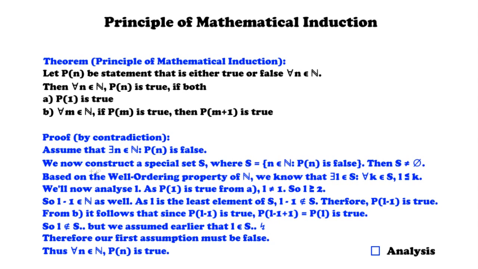And therefore, based on the reasoning that we have applied over here as a contradiction, our first assumption must be false. So there is no situation in which P(n) is false. And therefore we can conclude that for all n in the natural numbers, P(n) must be true. So QED, we have proved our theorem.